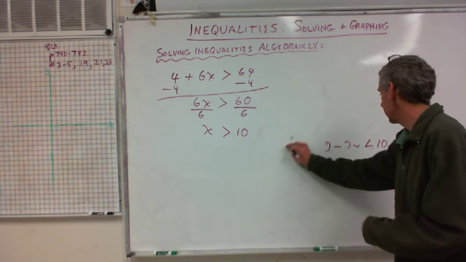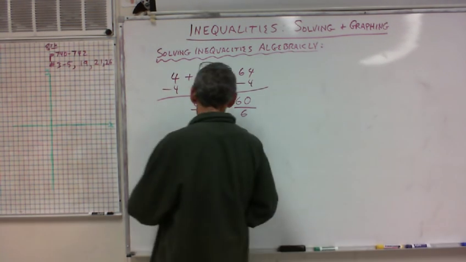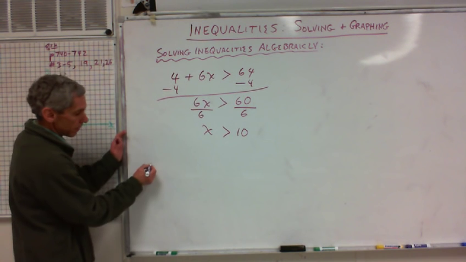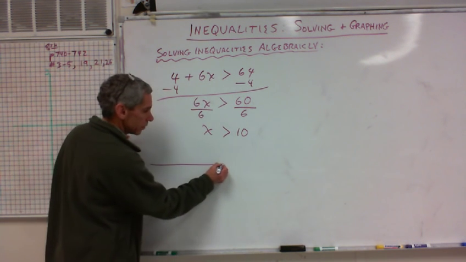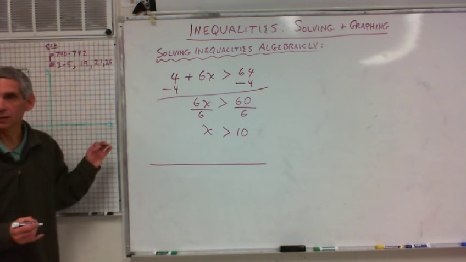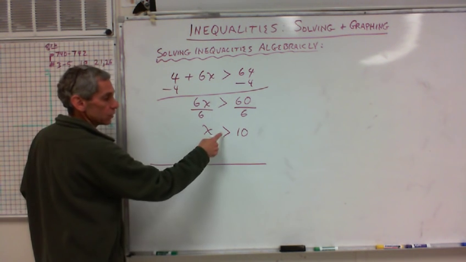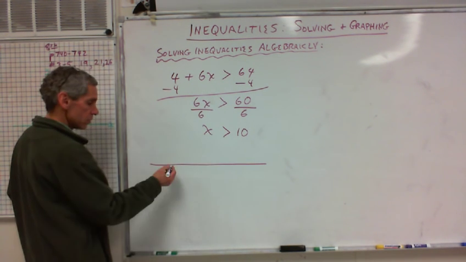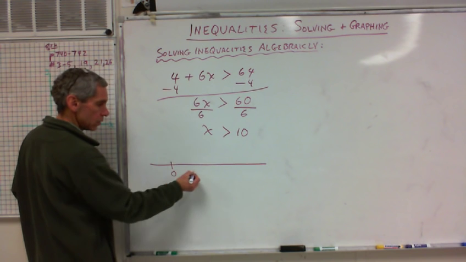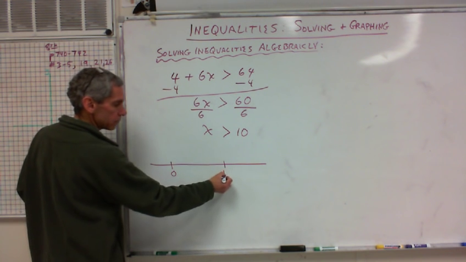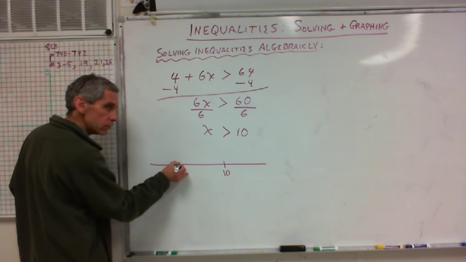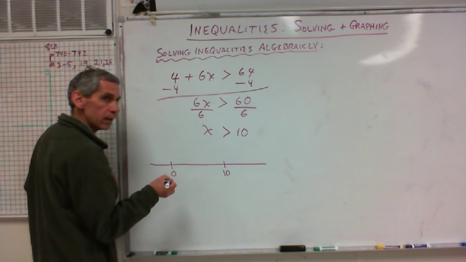Graphing is easy. Easy peasy. With this kind of graphing, usually it's just a straight line. And I notice that x is greater than 10. So that tells me here's 0, and somewhere over here is 10. I don't have to do 1, 2, 3, 4, 5, 6, 7, 8, 9, 10. I don't need to do that.